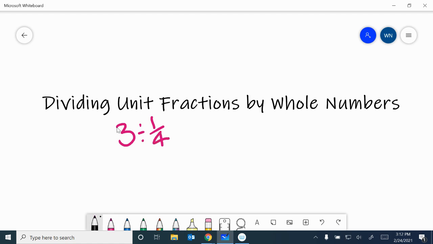Just to remind you, unit fractions are any fraction that has the 1 as your numerator. So 1/4, 1/6, 1/8, 1/3. Those are all different types of unit fractions.